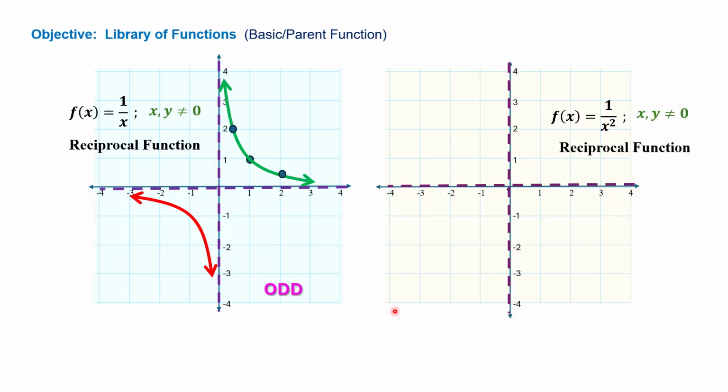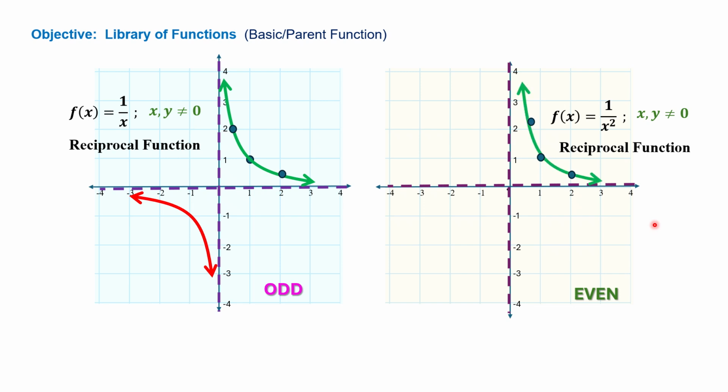Now let us complete the graph of the second reciprocal function. By evaluating f of negative x, we can see that this is equal to f of x because the power of x here in the denominator is even. So we know that this is an even function. So we can now substitute some values of x similar to the first one. So we can have these 3 points and connect them using a curve.